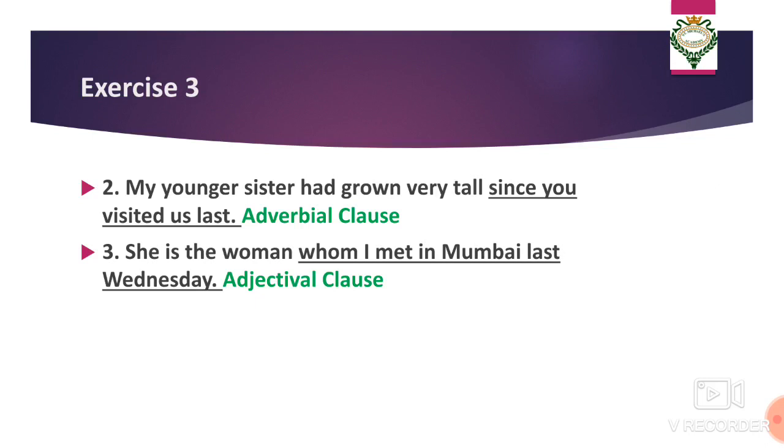Next, she is the woman whom I met in Mumbai last Wednesday. She is the woman is an independent clause because it does not depend on anything else for its meaning. But whom I met in Mumbai last Wednesday is dependent clause and it depends on the first half of the sentence. And that's why this is the dependent clause and it describes this total portion. This clause describes the noun woman in this sentence. That's why it is adjectival clause.